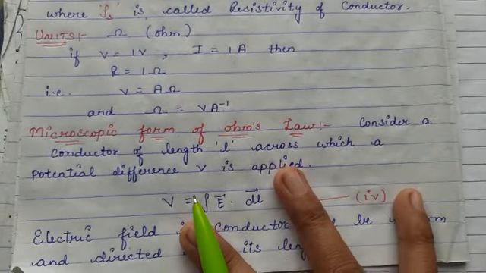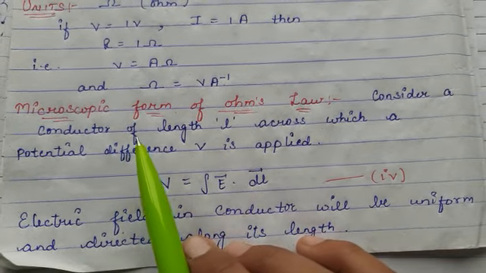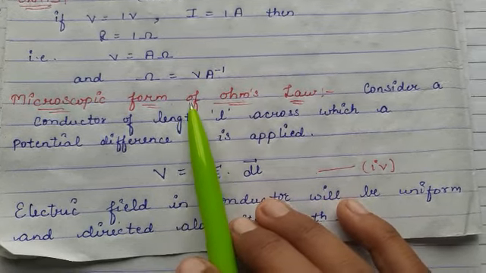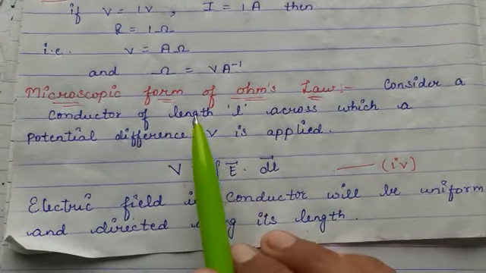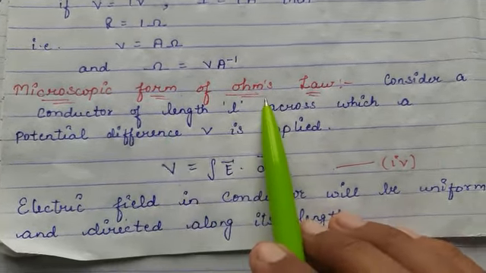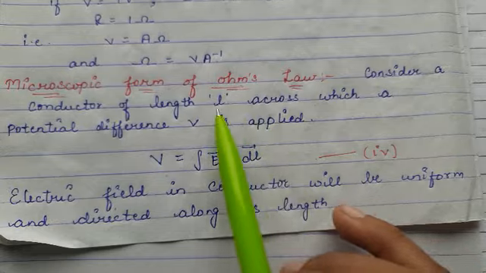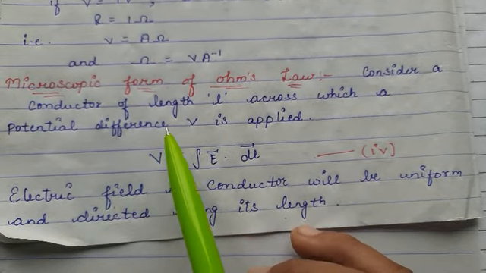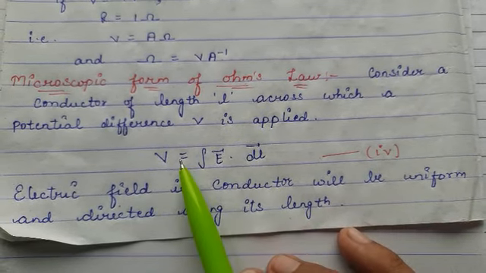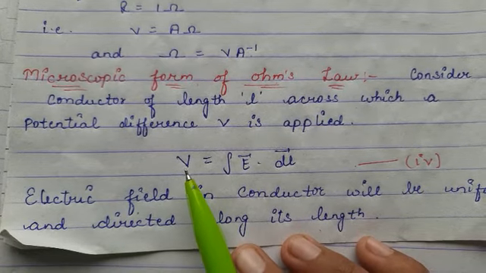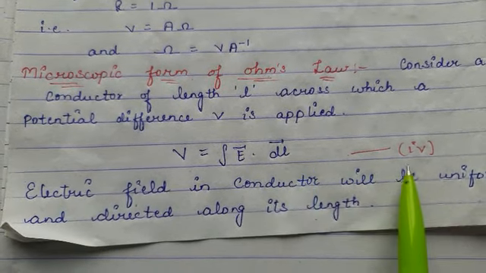So now I am going to derive the relation for the microscopic form of Ohm's law. This is also a relation between current density and conductivity. We know that current density is J and conductivity is sigma. That is also known as the microscopic form of Ohm's law. For that, we consider a conductor having length L and cross section A, to which potential difference V is applied. If the electric field due to this potential is E, then by definition, V is equal to the integration of E dot dl. Write it as equation number 4.